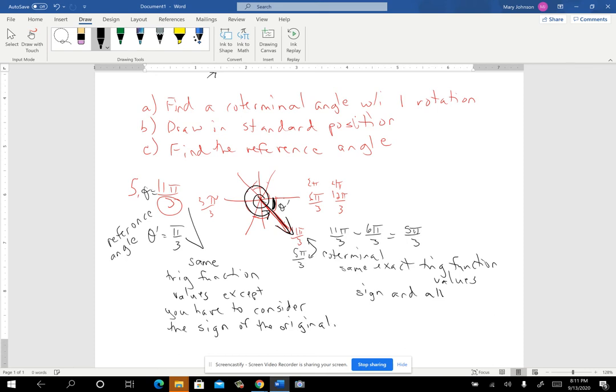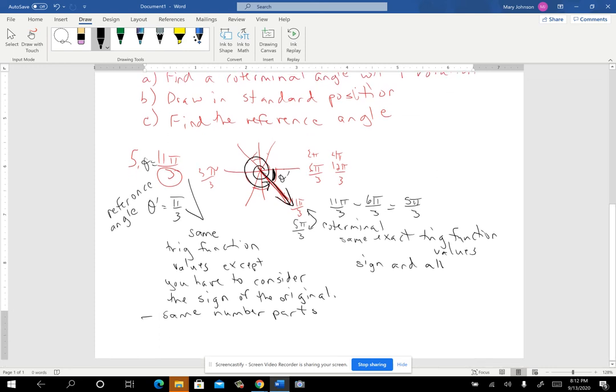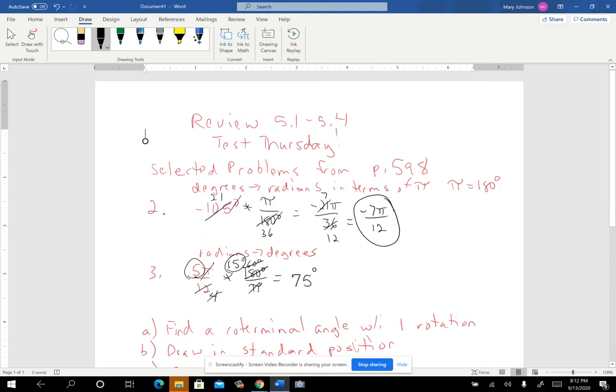You may need to throw a negative on there. Okay, so it has the same number parts. Might be an easier way, same number parts. The trig function value will have the same number parts, but you might need to throw a negative on some of them. And that's going to happen. We're going to have to do that a little bit later. Okay, let me see if I can space down.